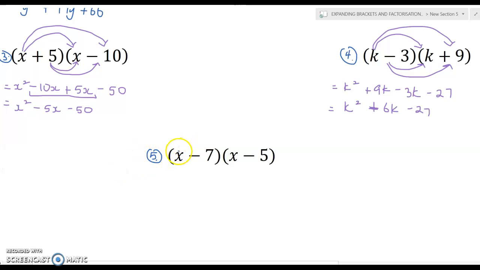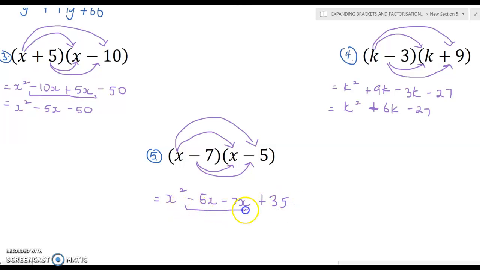So here we have x times x, which is x squared. x times negative 5 will be negative 5x. Negative 7 times x is negative 7x. Then we have negative 7 by negative 5. Negative by negative is a positive. 7 by 5 is 35. And just simplify the inner piece here. So you get x squared minus 12x plus 35.